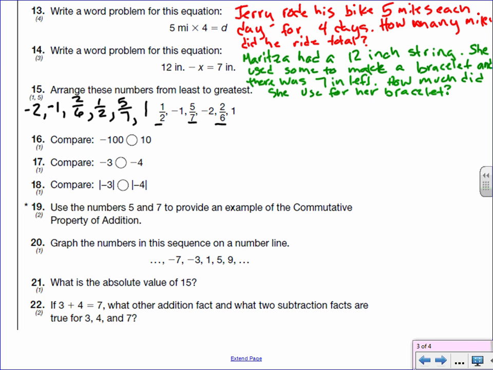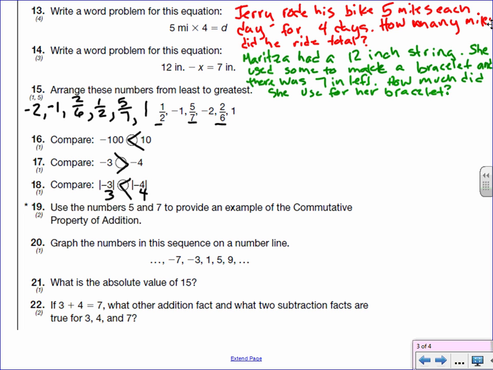If I'm going to compare -100 and 10, since 10 is positive, it's always going to be greater than that negative number. Comparing -3 and -4, -4 is more negative than -3, so it's less than -3. But comparing the absolute values of -3 and -4, -3 is 3 places away from 0, and -4 is 4 places away from 0. So the absolute value of -4 is greater than the absolute value of -3.